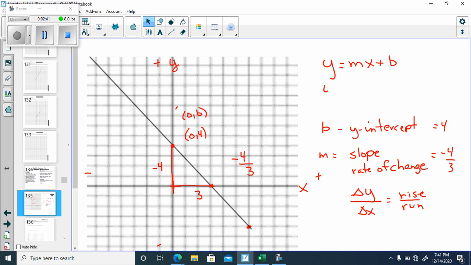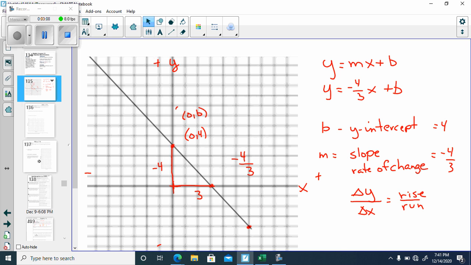So if I were writing a linear equation from this, it would be y is equal to, my slope is -4/3. See how I'm putting that in place of my m? And my b is 4, okay? That's the way you would write that one. Now, let's start looking at this and using this to model real-world scenarios, word problems, okay?